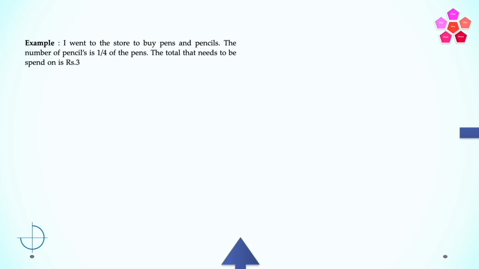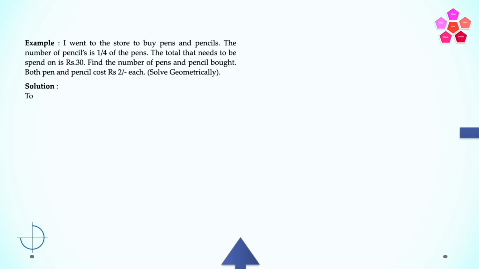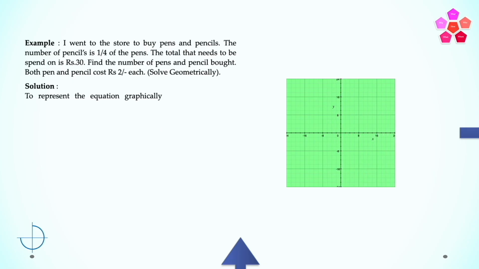So, the first example is, I went to the store to buy pens and pencils. The number of pencils is 1/4 of the pens. The total that needs to be spent is rupees 30. Find the number of pens and pencils bought. Both pen and pencil cost rupees 2 each. This has to be solved geometrically. So the solution is, to represent the equation graphically, two solutions are needed for each equation.